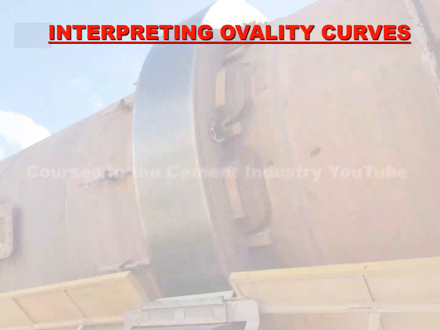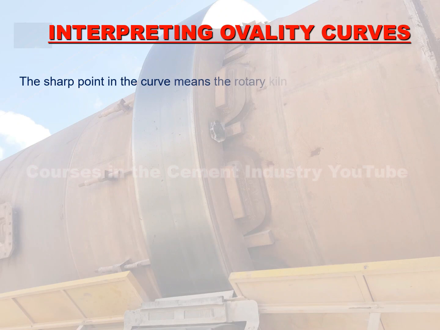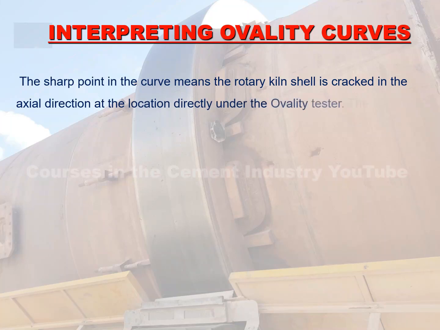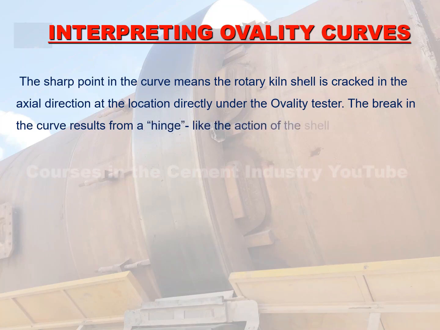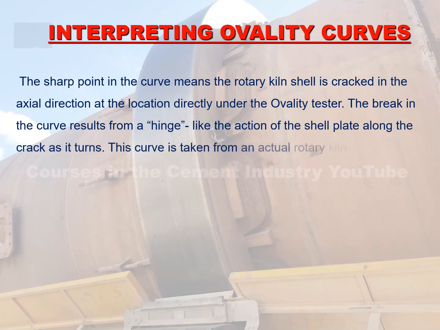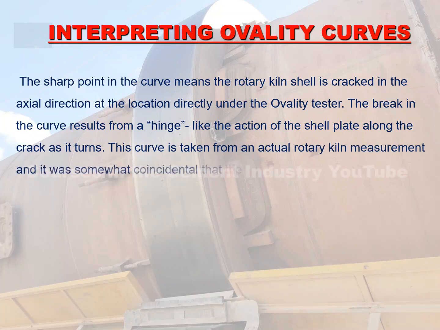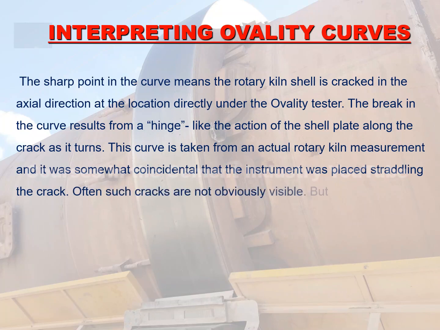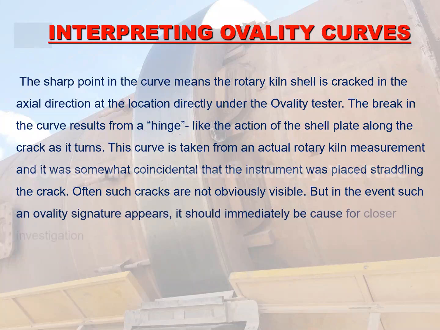Interpreting ovality curves. In the previous slide, the sharp point in the curve means the rotary kiln shell is cracked in the axial direction at the location directly under the ovality tester. The break in the curve results from a hinge-like action of the shell plate along the crack as it turns. This curve is taken from an actual rotary kiln measurement, and it was somewhat coincidental that the instrument was placed straddling the crack. Often such cracks are not obviously visible. But in the event such an ovality signature appears, it should immediately be cause for closer investigation.